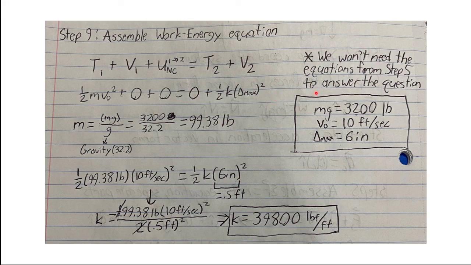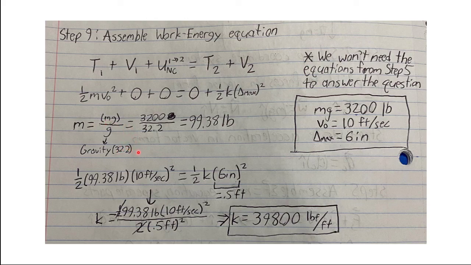So this is just a note here that we don't really need anything from step 5, so we'll only be using stuff here from step 9. And then these are just our givens rewritten again. So in order to find the mass for our block C, we need to use that weight force that we were given, which is that mg, and then divide it by our gravity, because obviously mg over g is going to just leave us with m.